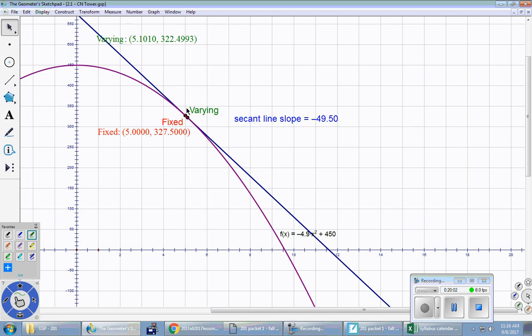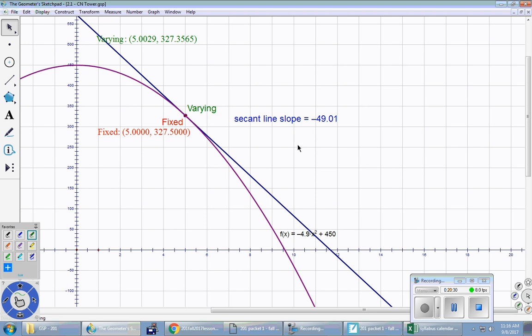We keep that fixed point at 5, but we went to like 5.0001 or something. I don't think we ever got a number, but I'm just going to start shoving here. I'll get as close as I can, maybe about there. I think that's about as good as I can do on this window. 5.0029 seconds. So I'm looking at a teeny tiny interval from 5 seconds to 5.0029, and the slope of the secant line, which is the average velocity on that little tiny interval, is negative 49.01.